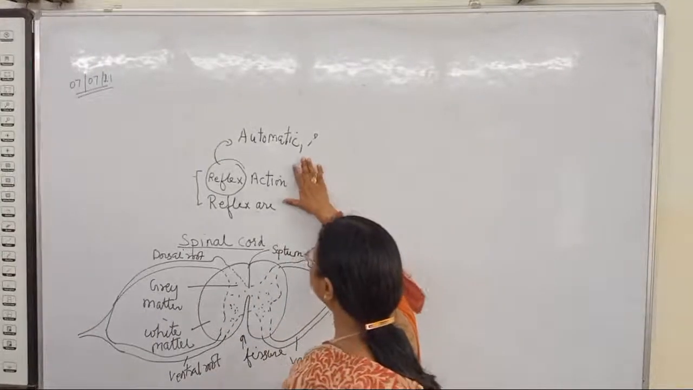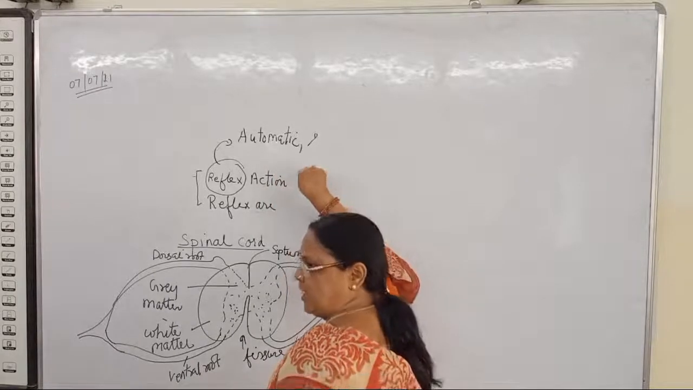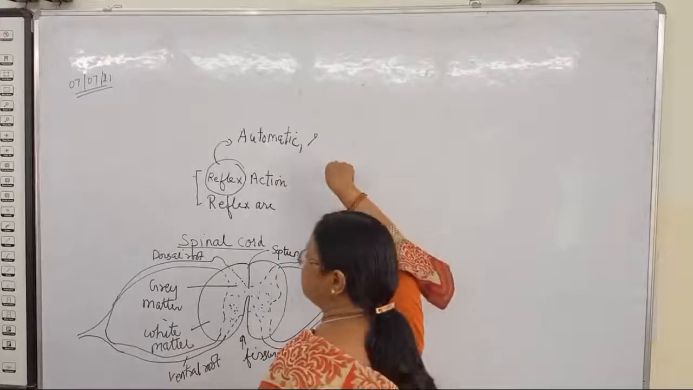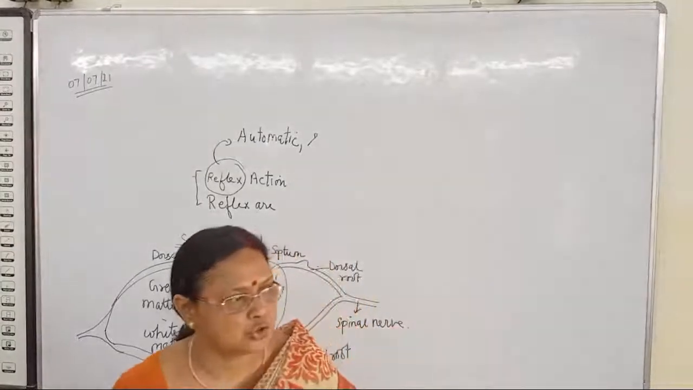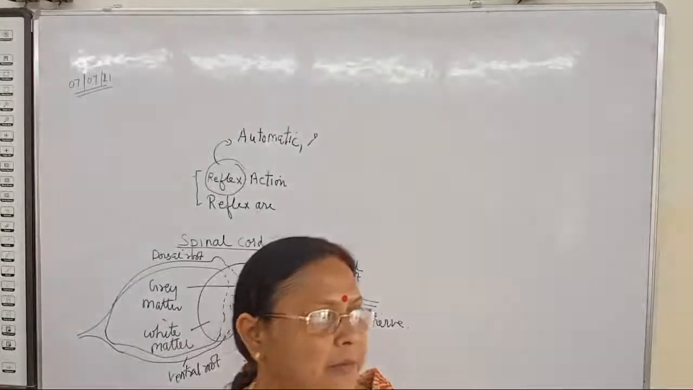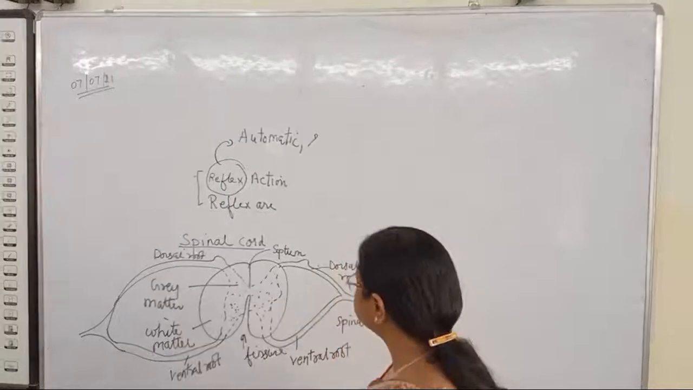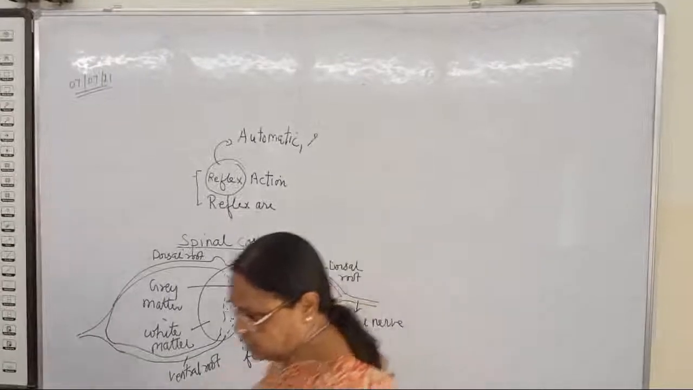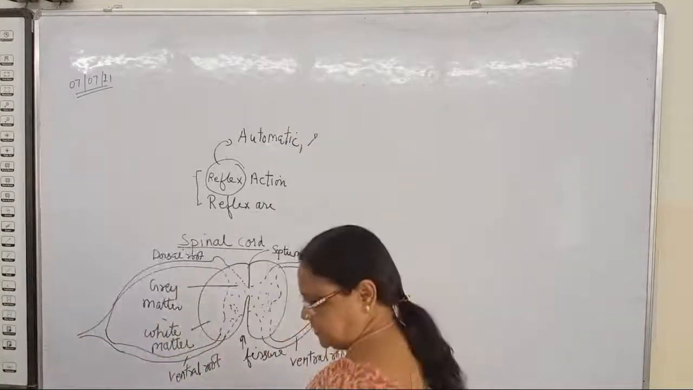So reflex or reflex action is an automatic action that takes place in response to an appropriate stimulus, and that is an automatic and stereotyped reaction. Now then we come to the reflex arc. What is reflex arc?